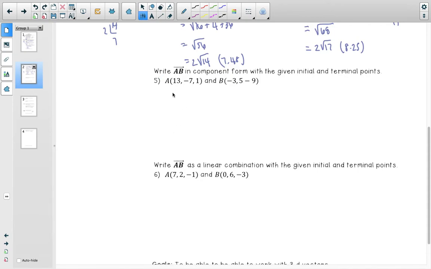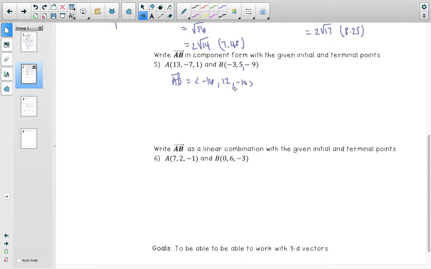So we're trying to write this in component form, which is like that last thing I put a star on. Ignore this. We're going to take negative 3 minus 13, and we can do that in our head. So that's negative 16. We're going to take 5 minus negative 7, so it's going to give you a positive 12. And then negative 9 minus 1, which is going to get you a negative 10. And that's it. That's all you have to do. If you want to show more work, you can, but it's really that simple.